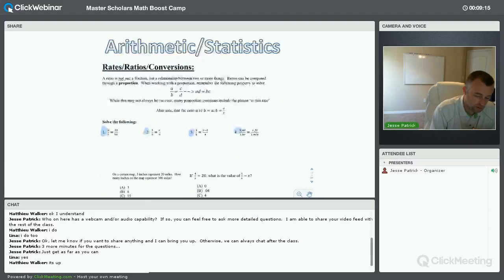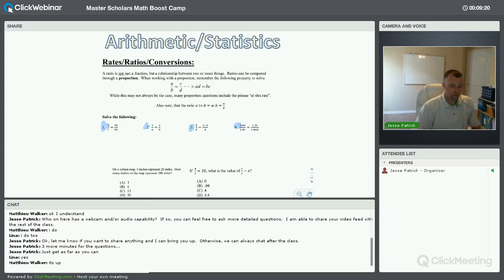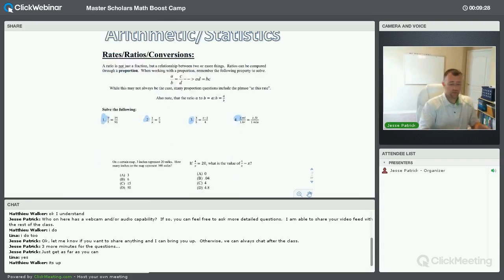What we're going to do now is jump down to the next section on rates and ratios of conversions, and I'm going to do a quick thing on page 17. This is honestly the last set of problems I'm going to do today that is not in the gray box. This one's not in the gray box, but probably should be. But I'm going to work through these first four.